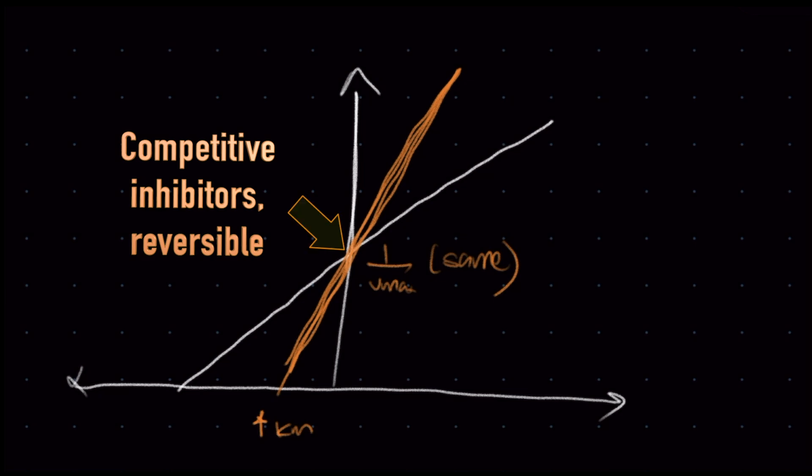On a Lineweaver-Burk plot, competitive inhibition causes the lines to intersect at the same y-intercept. The reason? Competitive inhibitors increase Km, making the enzyme less effective at low substrate concentrations, but do not affect Vmax, since more substrate can outcompete the inhibitor.